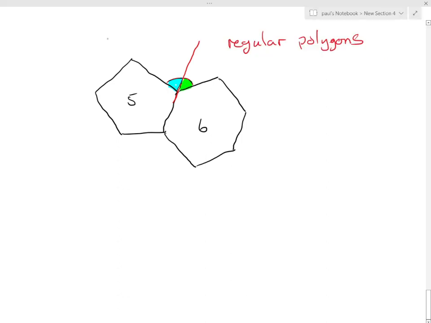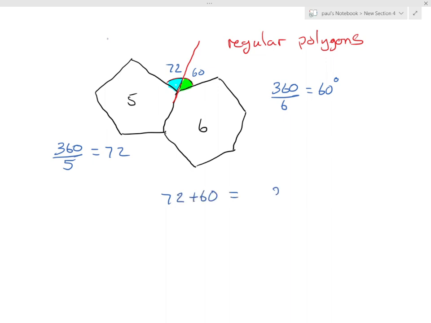So let's do that then. Of the hexagon, we've got 360 divided by 6 equals 60. So that will be 60. Of the pentagon, we've got 360 divided by 5, which is 72. So that bit is 72. And 72 plus 60 equals 132 degrees. So that angle up there is 132 degrees. Right, that's the end of that first part. The other part will be parallel lines. So I'll stop that there.